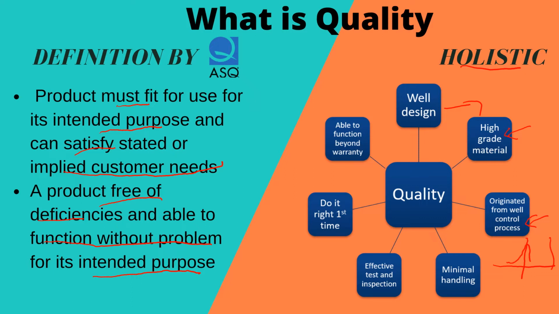So it should be a very narrow, low-variation process, with minimal handling of the product, which means there is also no excessive testing or inspection, but an appropriate check and balance process which reflects the performance of the product itself, doing it right the first time, and finally able to function even beyond its warranty period. If the products can fulfill the above seven criteria, we will have good quality products, and we can also meet the cost objective of both producer and consumer, because sometimes cost is viewed as quality from the consumer's point of view.